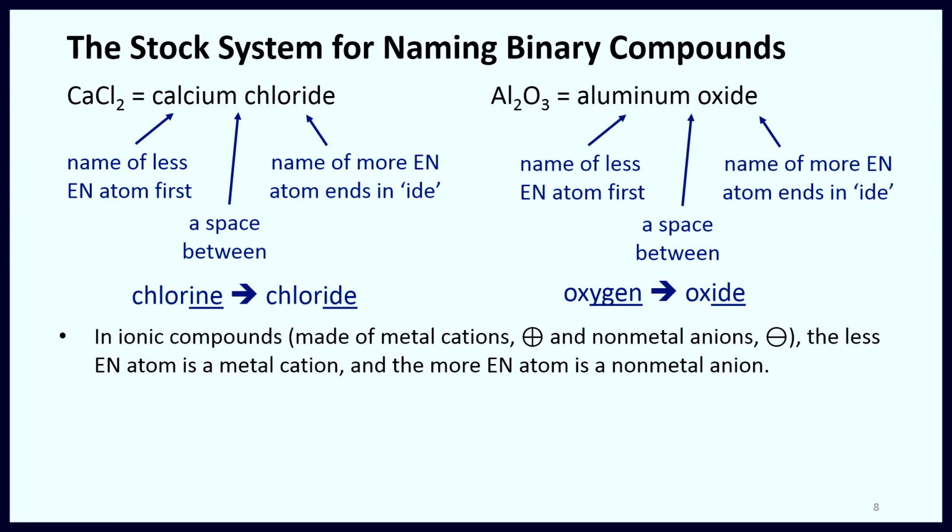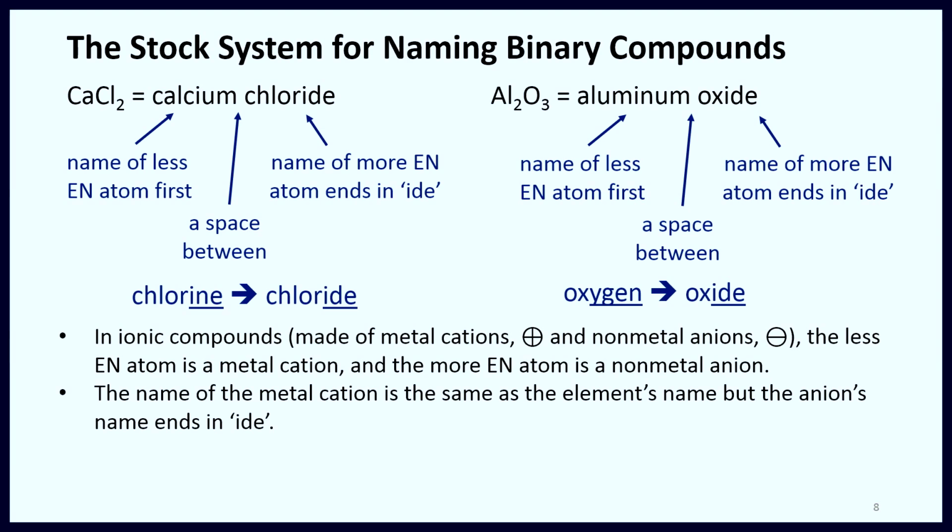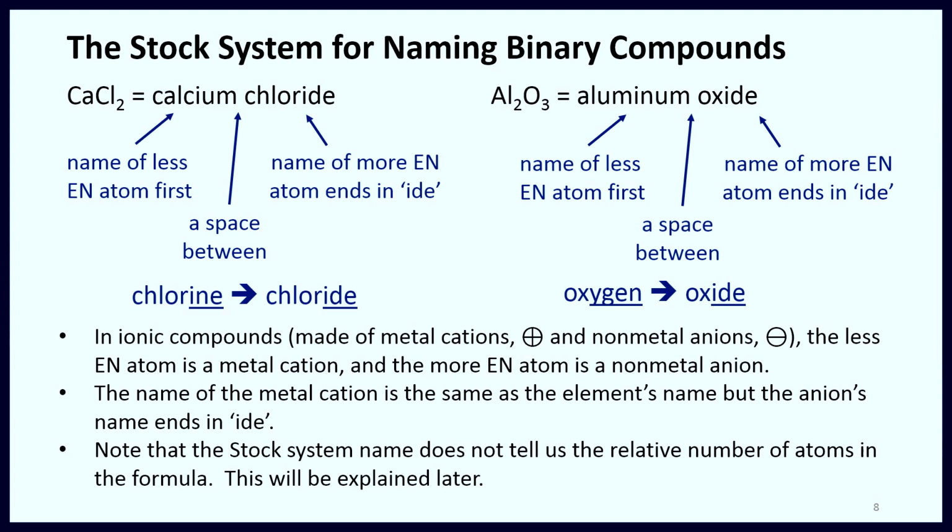So, for ionic compounds made of metal cations, which are positive, and nonmetal anions, which are negative, the less electronegative atom is a metal cation, and the more electronegative atom is a nonmetal anion. The name of the metal cation is the same as the element's name, but the anion's name ends in -IDE. Note that the Stock system name does not tell us the relative number of atoms in the formula. For instance, calcium chloride does not tell us that there's one calcium and two chlorides. This will be explained later.